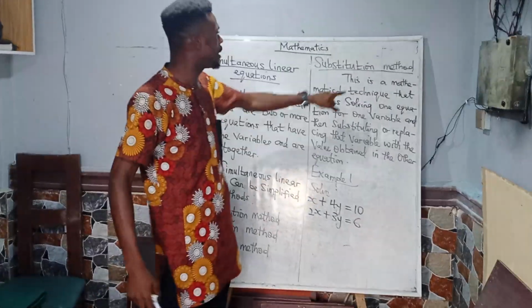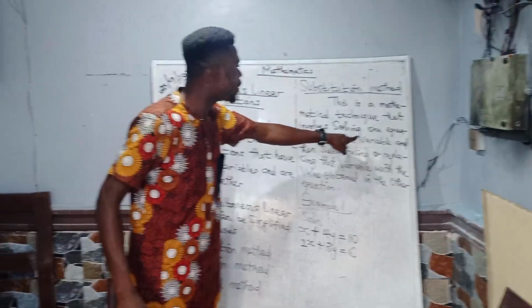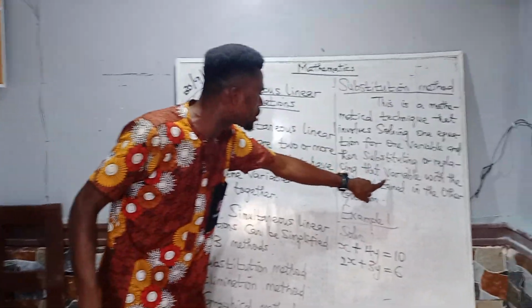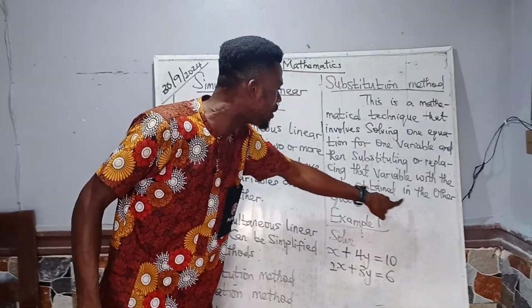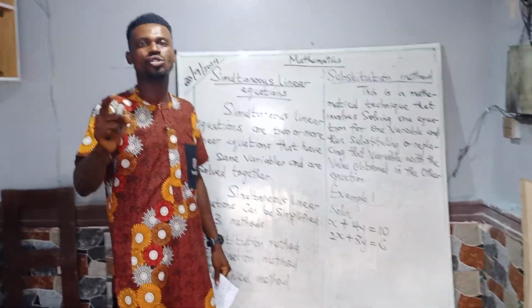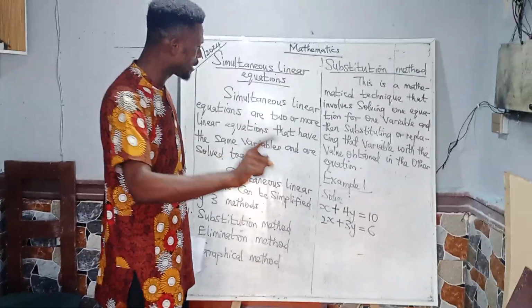Now as you can see here, this is a mathematical technique that involves solving one equation for one variable and then substituting or replacing that variable with the value obtained in the second equation. Now to drive home the point, let's take an example.